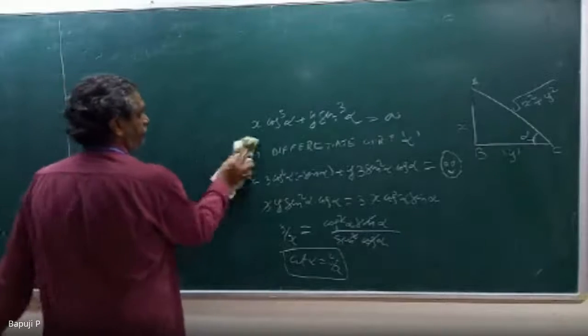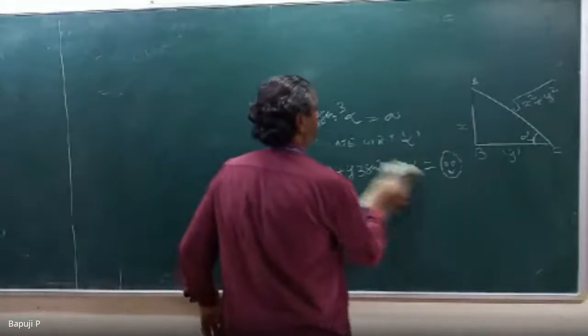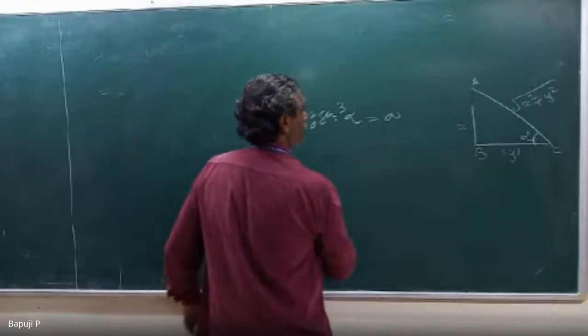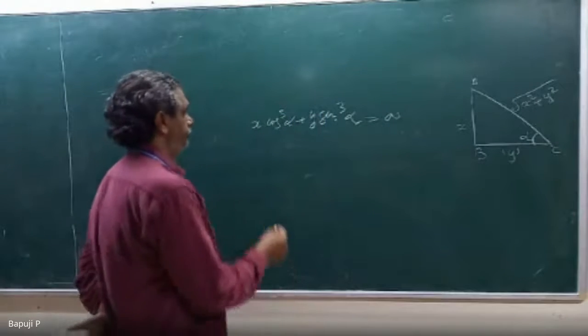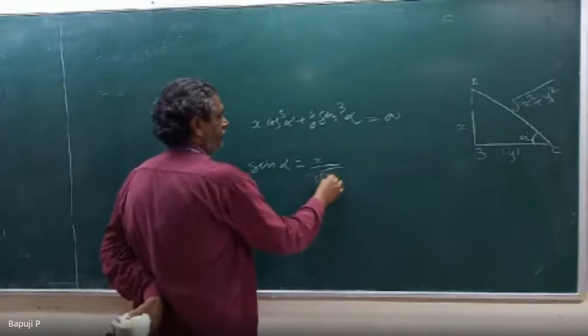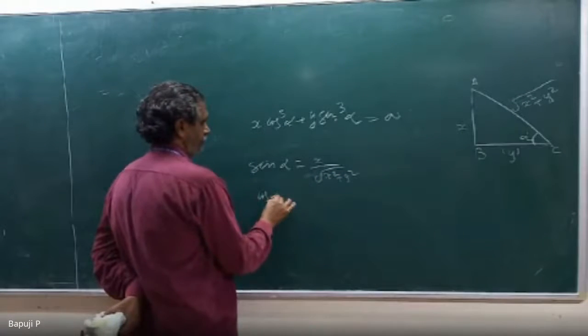Right. From this, what is sin alpha? Tell me. x upon root of x square plus y square. Cos alpha? y by under root x square plus y square.